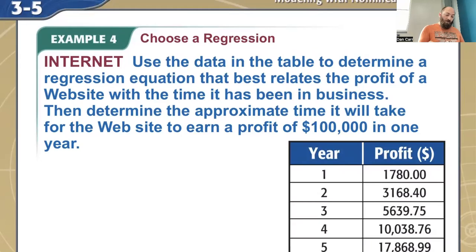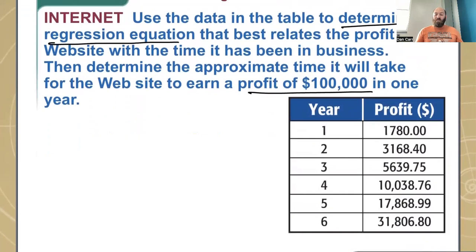So what we want to do here is determine a regression equation that best relates the profit of a website with the time it has been in business. Then determine the approximate time it will take for the website to earn a profit of $1,000 in 1 year. So this is our profit given each of these years.